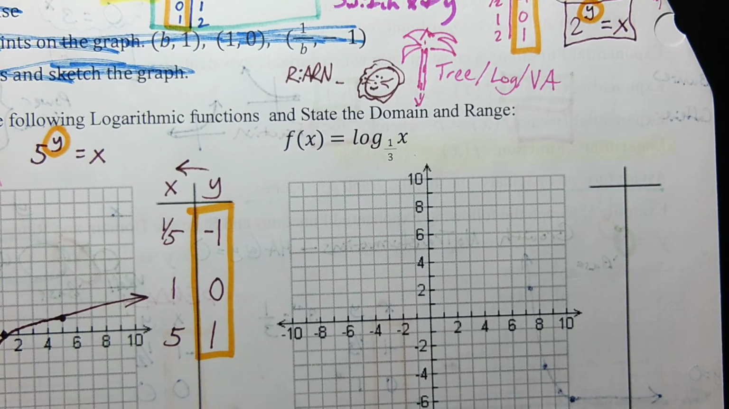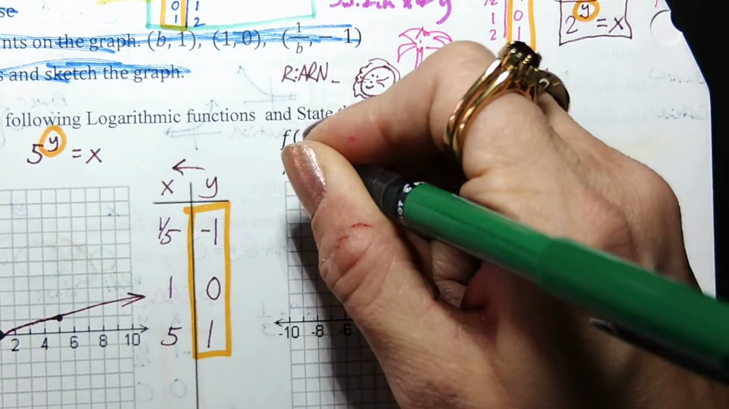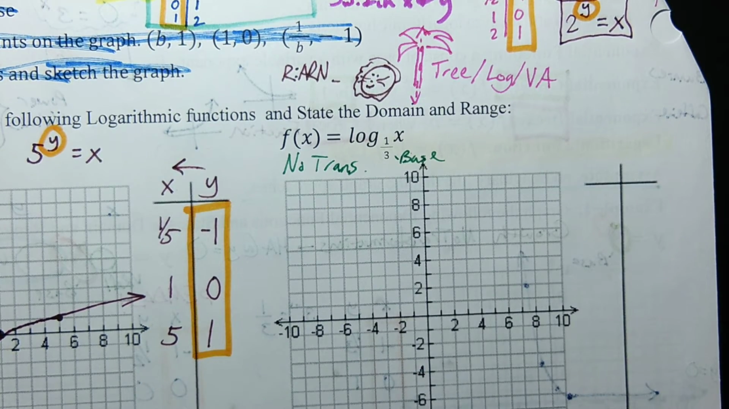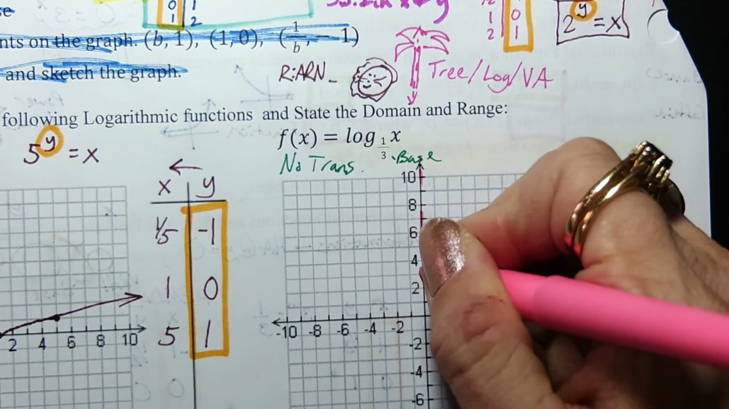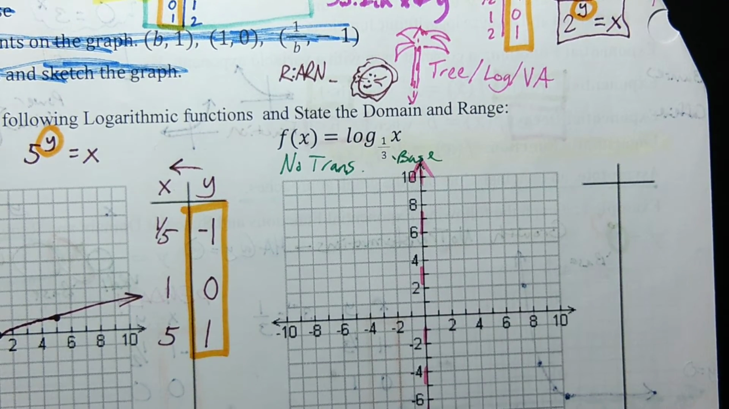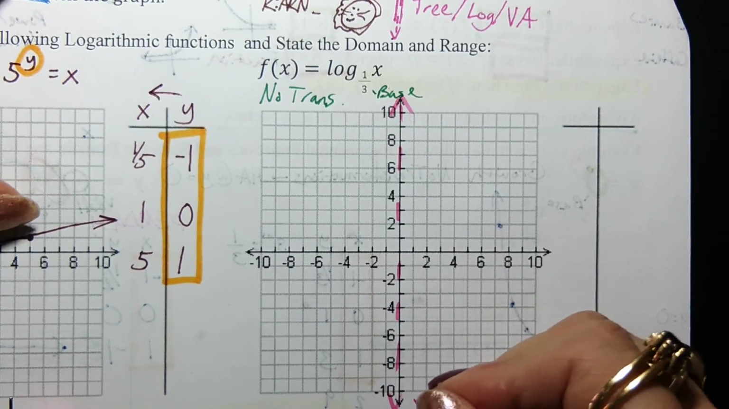Are there any transformations? What's that 1/3 doing? It's the base. So there are no transformations. So where's our asymptote? It's vertical, and it's going through 0. So x equals 0 for our asymptote.